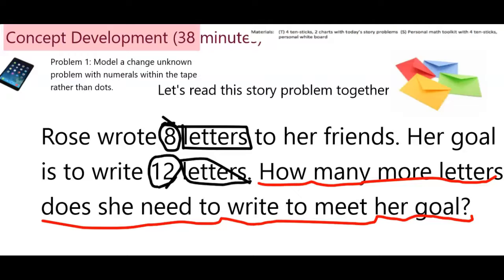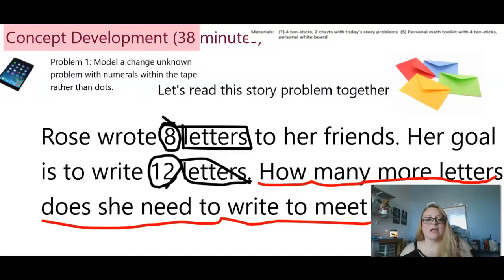Now, when I'm solving this, I'm thinking about parts and wholes, right? We go part, part, whole, part plus part equals whole, whole minus part equals part. So I need to ask myself, is she trying to make a whole out of these two parts? Or is she trying to get to the whole from one of the parts? So that's what I need to really think about while I'm answering this.